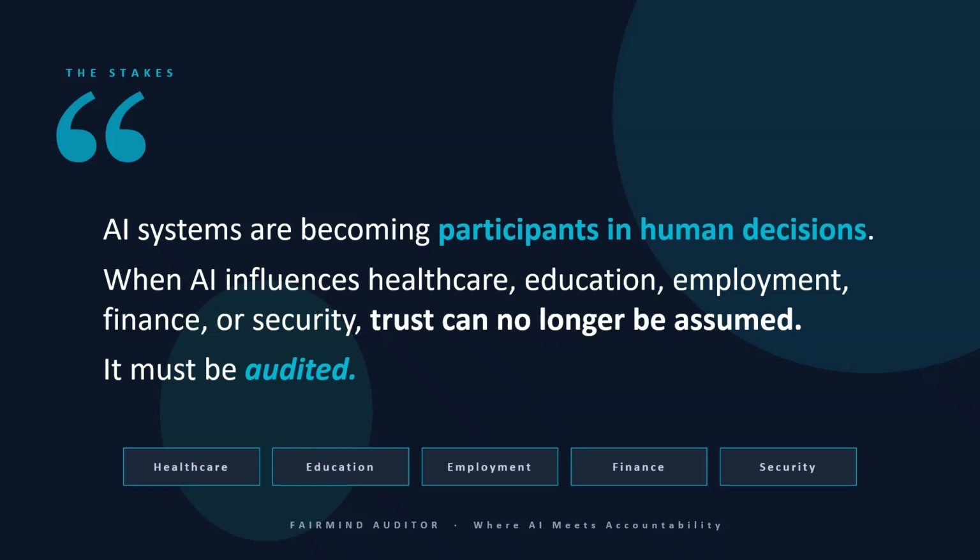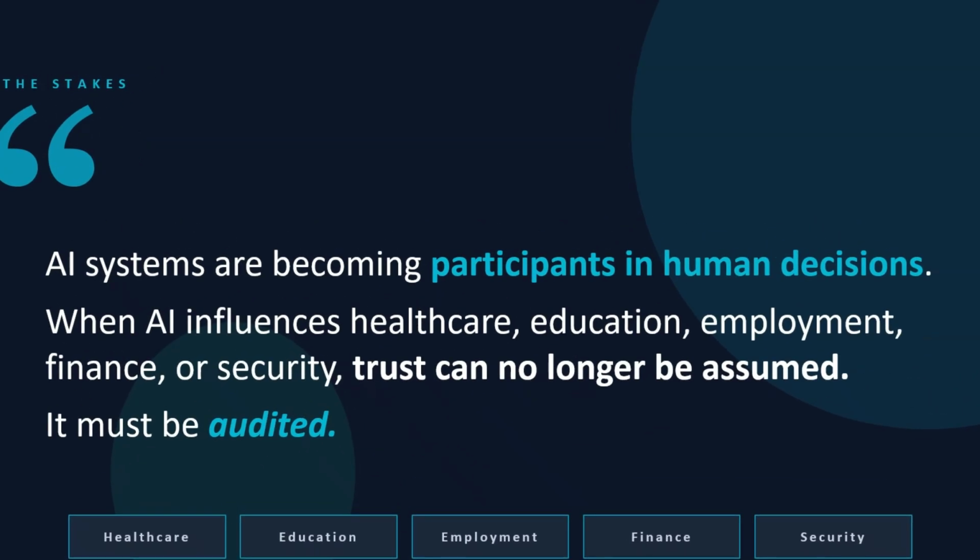For a long time, trust in technology was something we assumed by default. If the software shipped, it must work. If the dashboard says so, it must be true. We cannot operate that way anymore. When AI is making or shaping decisions that change people's lives, trust has to be earned and re-earned continuously. It can't be assumed. It has to be audited. That's the pivot point of this whole conversation.